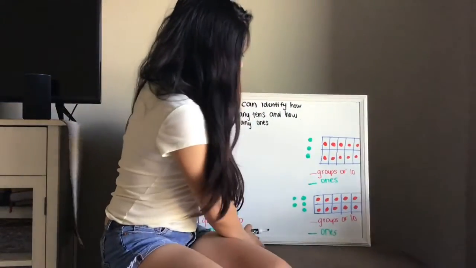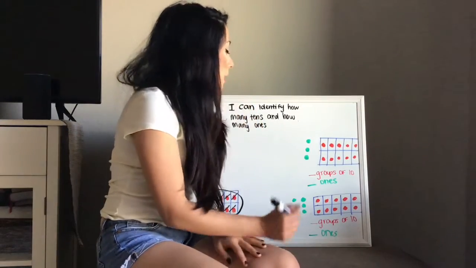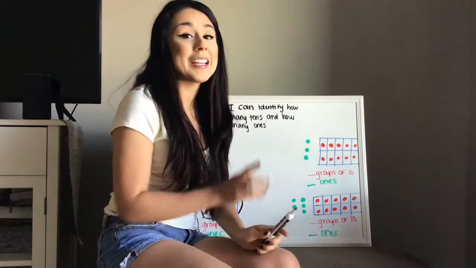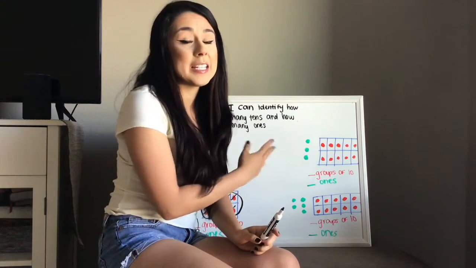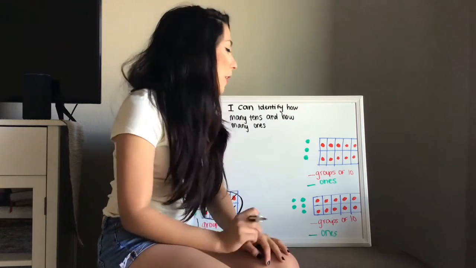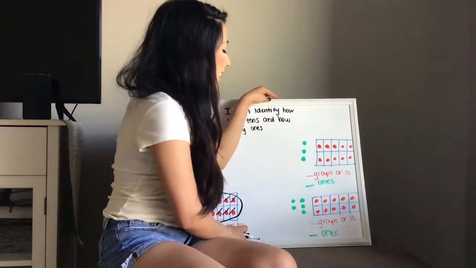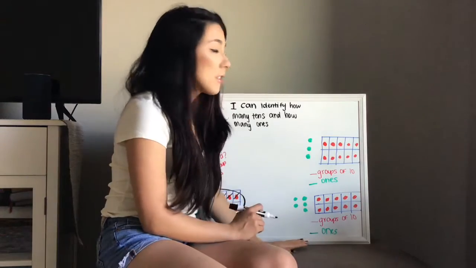So let's go ahead and do a little bit more practice. Now, you can turn your video sideways to where it takes up the whole phone screen, and that kind of makes it a little bit easier to see and a little bit bigger. Ask a family member for help. So I have a 10 frame here. I have some extra ones on the side. So we're going to work together to solve this.